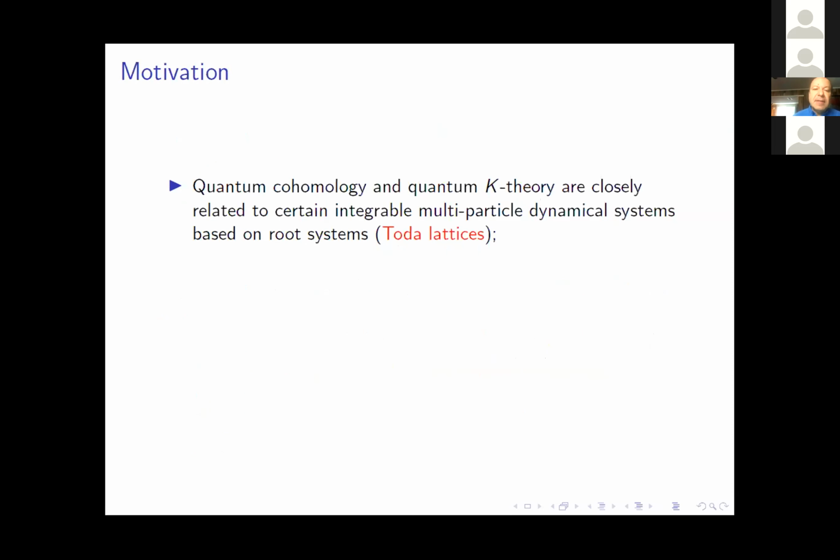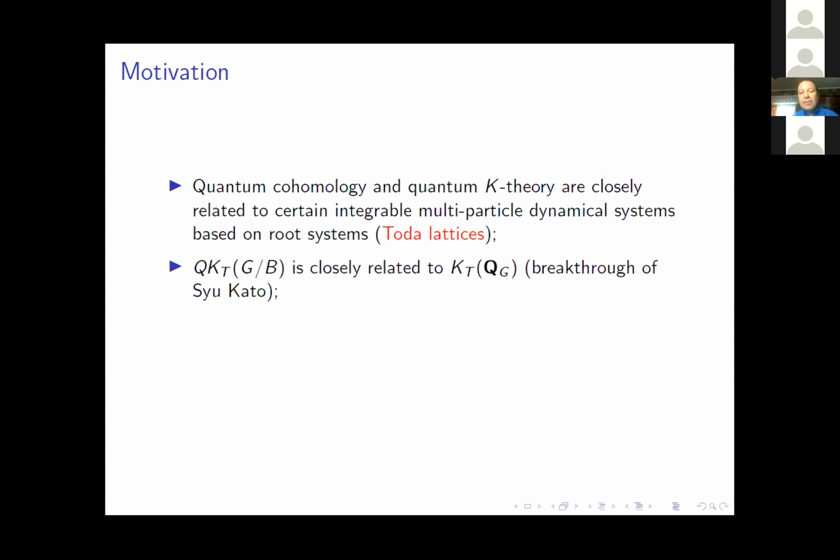Why should we consider these? Why is it interesting to look at these more general structures? There are several reasons. First of all, quantum cohomology and quantum K-theory are related to physics. They are closely related to certain integrable multi-particle dynamical systems based on root systems called Toda lattices. Then there is a close relationship between quantum K-theory of the finite type flag variety and the K-theory of the semi-infinite flag manifold. This is a recent breakthrough of Kato.